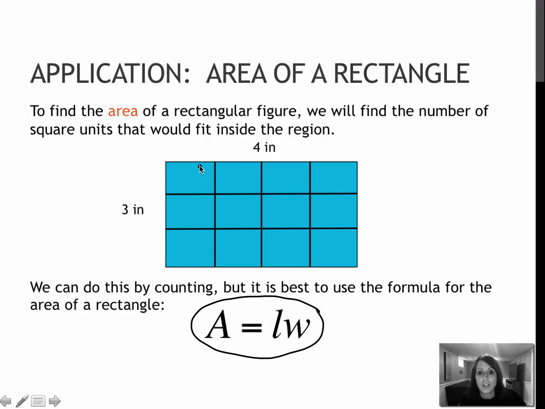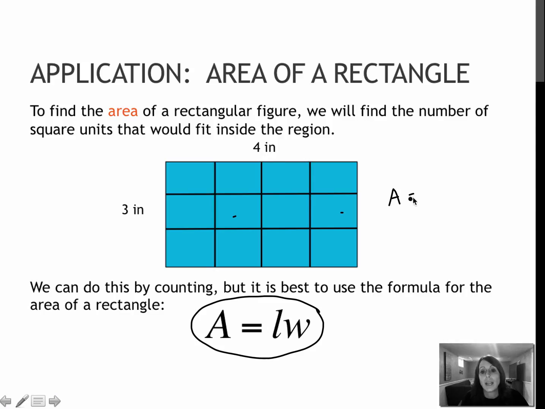So I apologize, these are not squares, bear with me. This way I would have 4 broken into 4 parts, and this way I'd break them into 3 parts. And so as you can see, if I counted this up, I would end up with 12 squares. Now instead of counting, which seems kind of ridiculous, we're going to use the formula length times width.